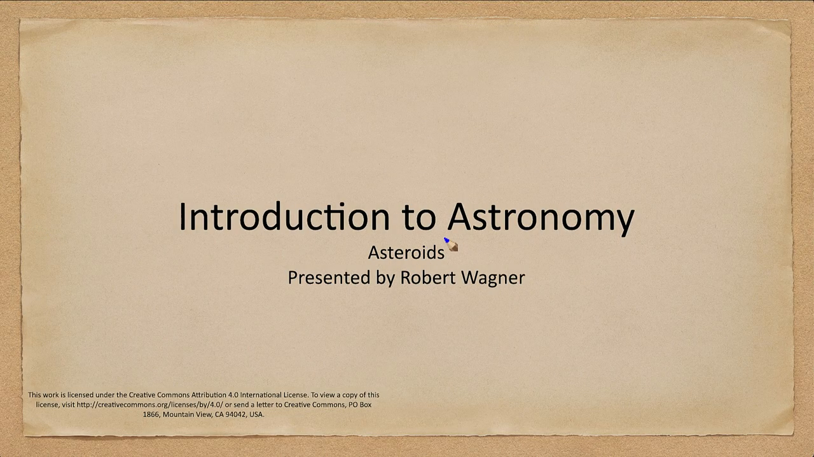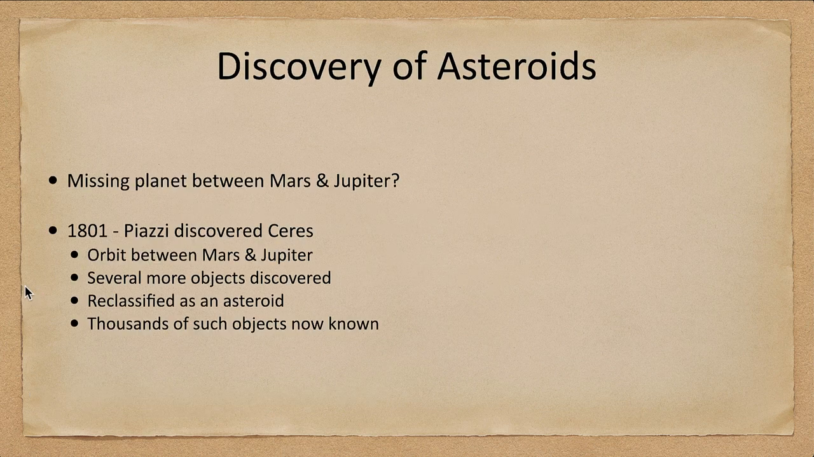In this lecture, we are going to talk about the asteroids, and that's the beginning of our discussion of some of the smaller debris in the solar system in this unit. So we will look at asteroids and comets, as well as other small objects. So asteroids, when were they discovered?